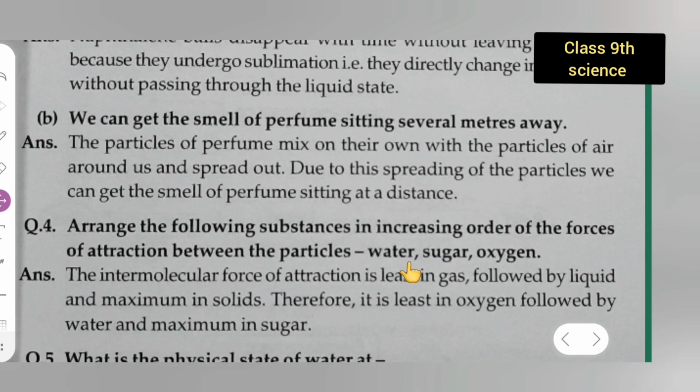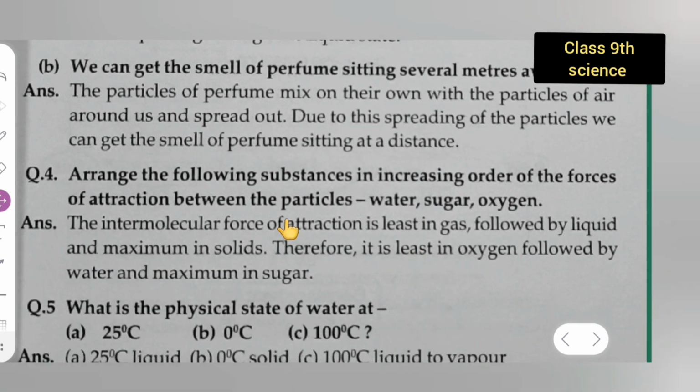Okay, next, moving towards question number 4, arrange the following substances in increasing order of the forces of attraction between the particles: water, sugar, oxygen. The intermolecular force of attraction is least in gas, followed by liquid and maximum in solids. Therefore, it is least in oxygen, followed by water, and maximum in sugar. Okay, this part you'll remember. Least in oxygen, maximum in sugar.